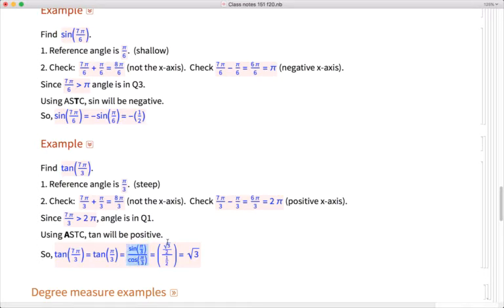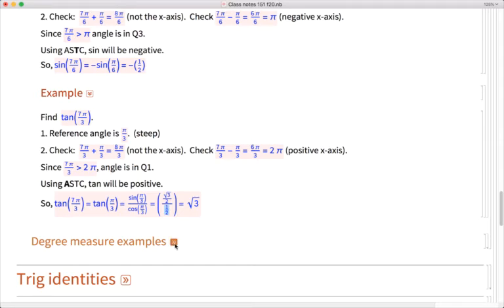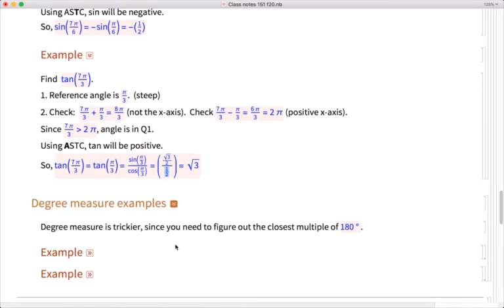Okay, so the way I do the tangent is by taking the sine divided by the cosine. This was a steep angle, so we want a large value of the sine, that's the y-coordinate, and we want a small value of the cosine, that's the x-coordinate related thing, which is small when the angle is steep. And this ratio comes out to be √3.